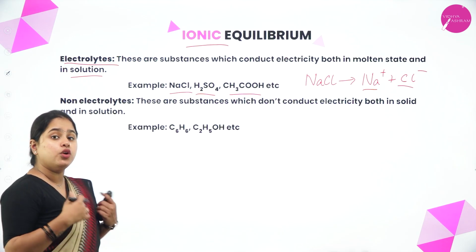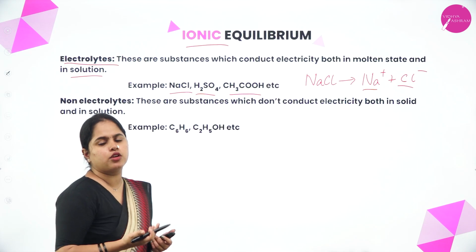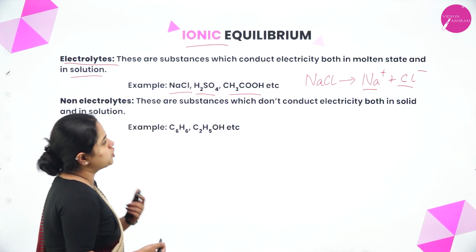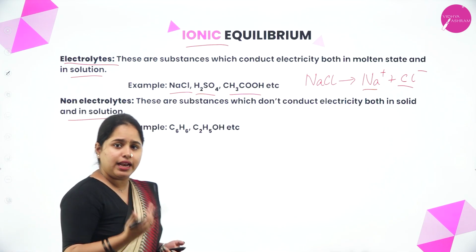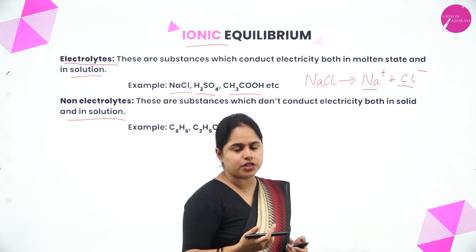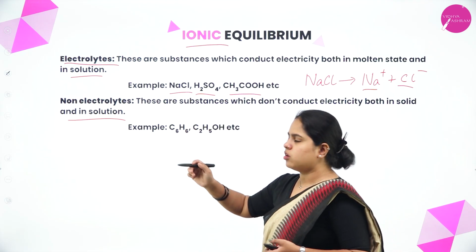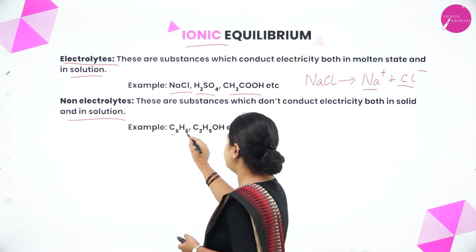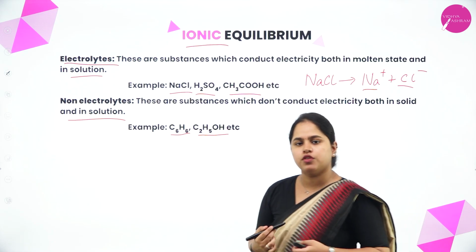Now what are non-electrolytes? Non-electrolytes are those which cannot conduct electricity in their molten state or solution state. These are substances which don't conduct electricity in either the solid or the solution state. Electrolytes also don't conduct electricity in their solid state, only in the molten or solution state. But coming to non-electrolytes, in any state they won't conduct electricity. Examples are benzene and C2H5OH, that is ethanol. All these are examples of non-electrolytes.